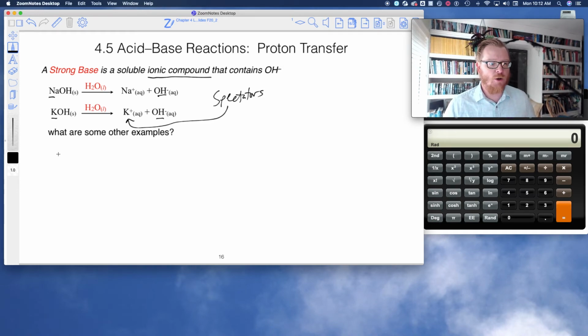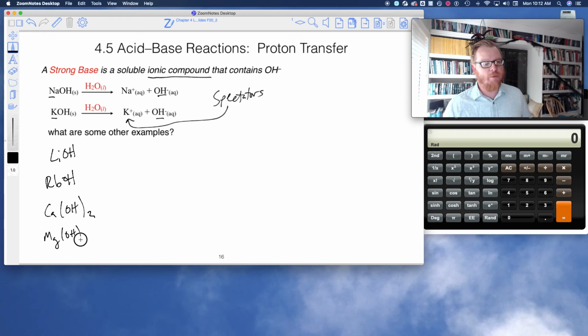All right, so let's go through those examples. Lithium hydroxide, rubidium hydroxide. What about calcium hydroxide? Well, calcium hydroxide definitely, but I have to write it like this because calcium is 2+. Or magnesium hydroxide, that's another good strong base. But remember, because magnesium is 2+, I have to write it like that as well. Okay? So let me follow through my notes.